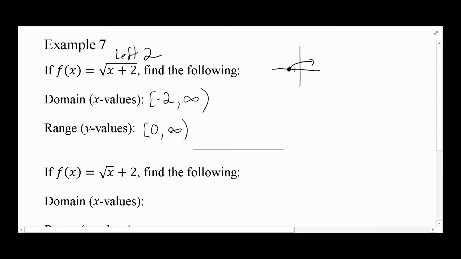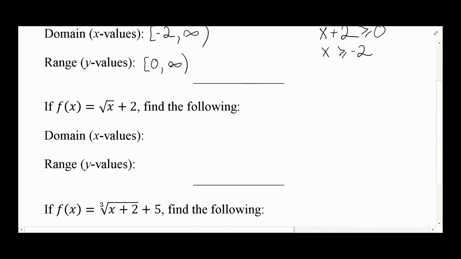Now the domain we could have actually solved algebraically as well, because we know that what we're taking the square root of, the x plus 2, needs to be greater than or equal to 0. So if we solve that for x, we find x needs to be greater than or equal to negative 2.